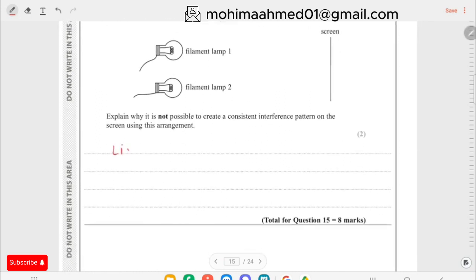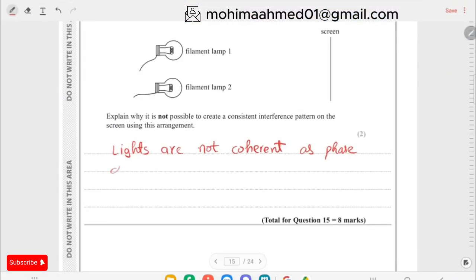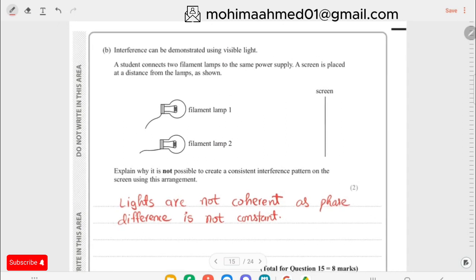So we can write lights are not coherent, or you can write that their phase relationship is not the same at every point, the phase relationship would change. Okay, so lights are not coherent as phase difference is not constant. Okay, so we're done with 15B. We'll move to the next question.